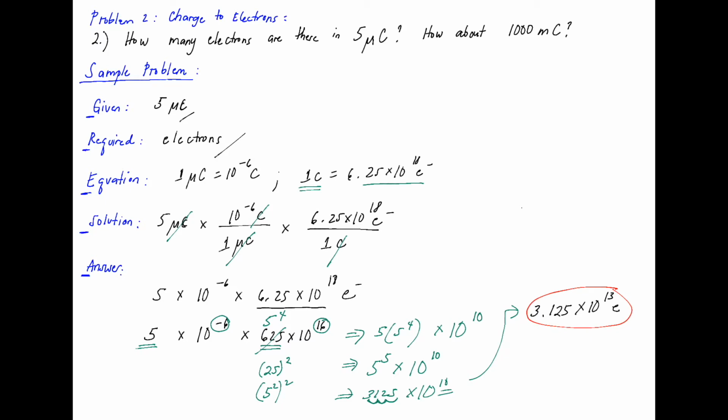Now, how about the second question? How about 1,000 millicoulombs? So again, our given, we have here the 1,000 millicoulombs. And the required, again, is the electrons. Let me erase first this problem number 1 or question 1.